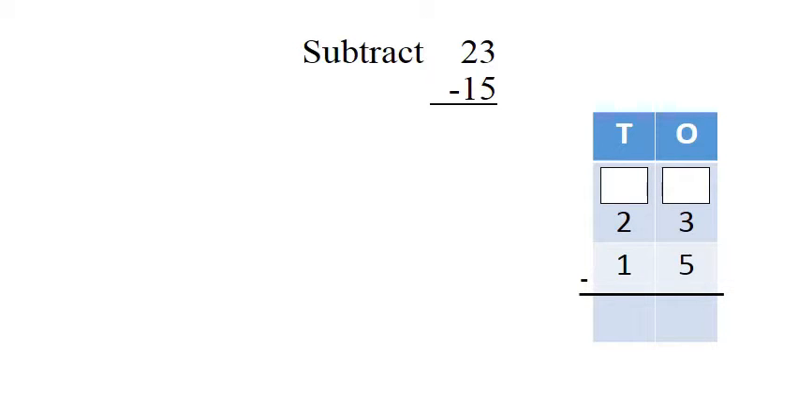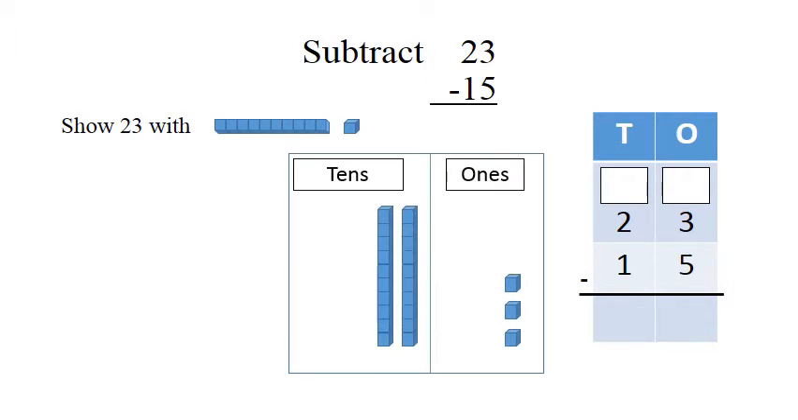Let's do another problem. Now I have 23 and I'm going to subtract 15. First, I'm going to show 23 with 2 tens and 3 ones. Now I have to think to myself, are there enough ones for me to subtract? Because we always start in the ones place, so we have to look at that ones place and think, are there enough? Well, I have 3 and they want to take 5 away. 3 is smaller than 5, so there's more on the floor, so we have to go next door. So no, we do not have enough to subtract.